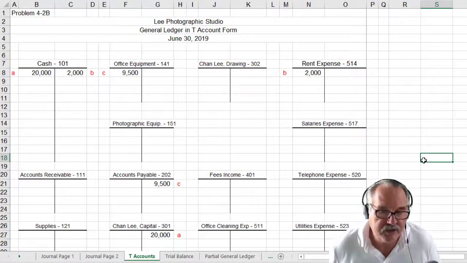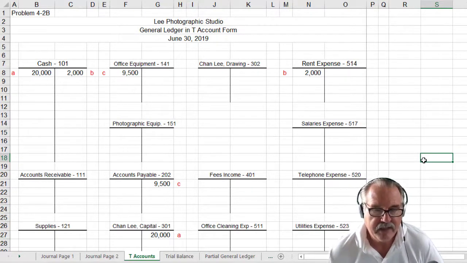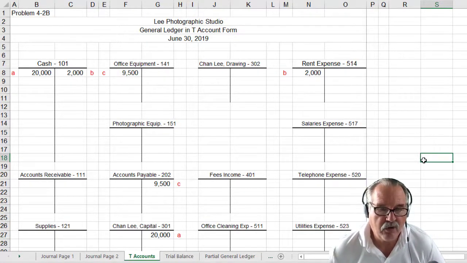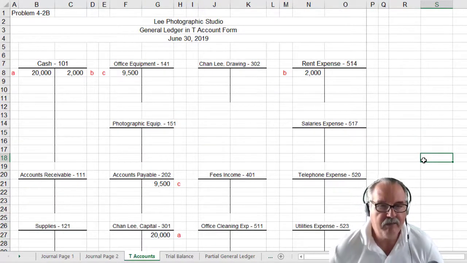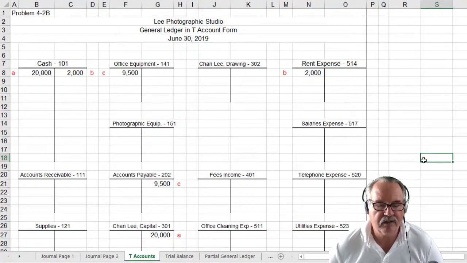Okay, I'm going to stop the video and I'm going to record all these transactions and post them to the T accounts and then prepare a trial balance. So if you want, you could pause the video and make these journal entries and then post them to T accounts and prepare a trial balance. But I'm going to do that as well, and I'll be back and then I'll show you what it looks like.